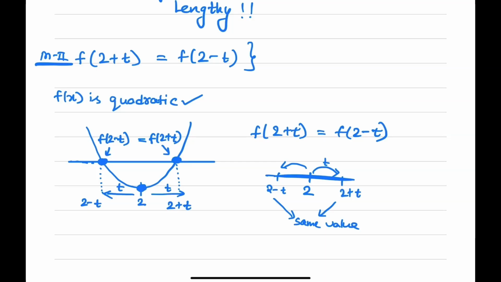Since 2 is the vertex, the graph will be completely symmetrical about this point. So if I go t steps to the left or to the right, the value of the function will be the same only. I hope that makes it clear.